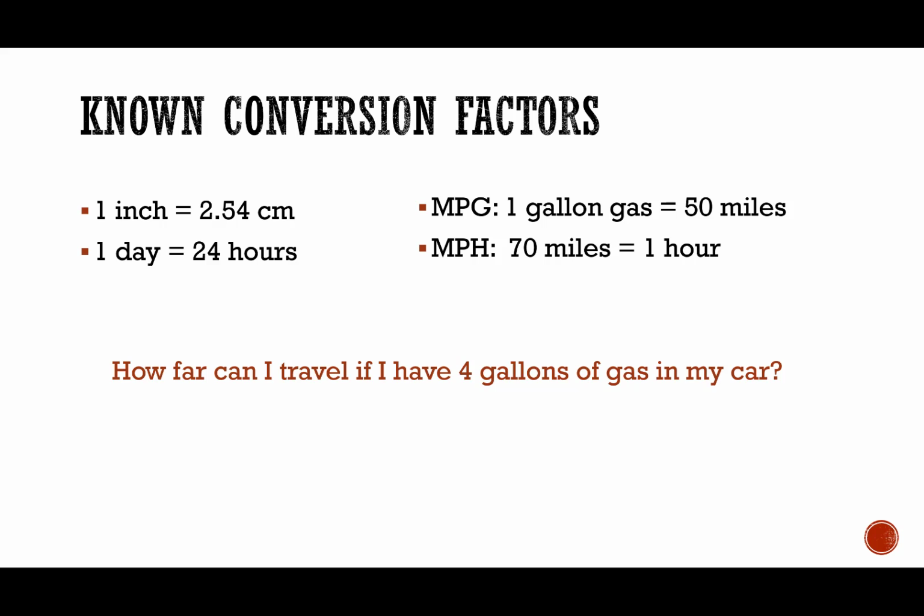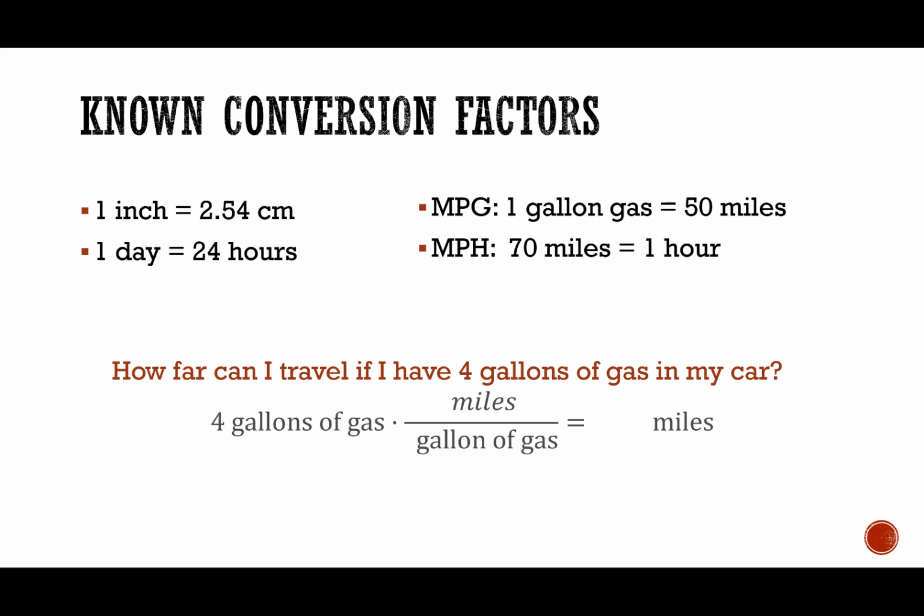So we can ask a whole bunch of questions related to these types of everyday conversion factors, like how far can I travel if I have 4 gallons of gas in my car? And the way to set up this problem is to start with the amount that is provided in the problem, and that is the 4 gallons of gas. So I put that at the beginning. Then I have to use a conversion factor, which in my case would connect what I know, which is gallons of gas, to what I want to find out, and that is miles.